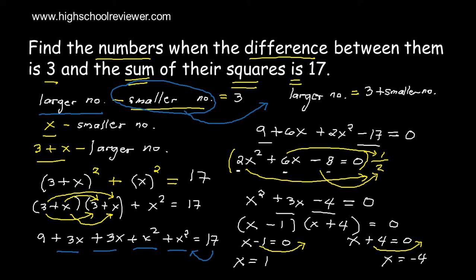So we will use x equals 1. This will be the smaller number. And the larger will be 3 plus x, 3 plus 1 equals 4. So 4 here is the larger number.